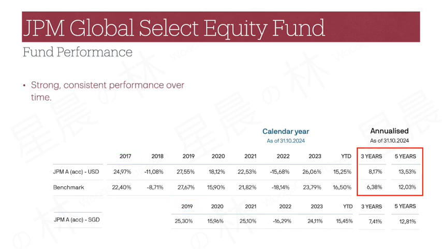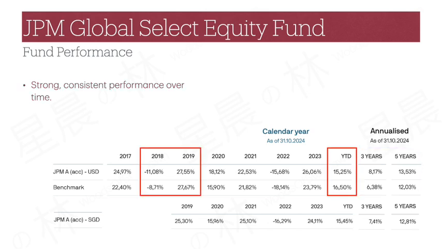On an annualized basis, the fund has done well with about 1.5% outperformance in the past 5 years and 1.8% outperformance in the past 3 years. If we look at calendar year basis, the fund has only underperformed in 2018, 2019 and year to date, which is a pretty decent feat as well.